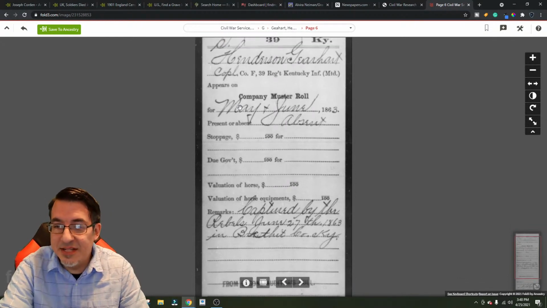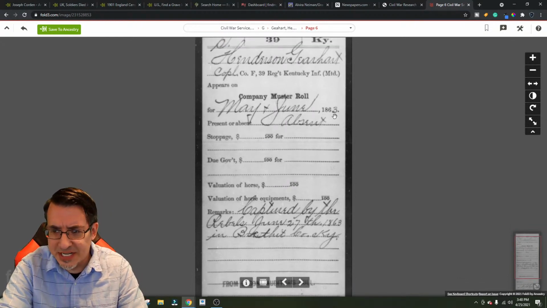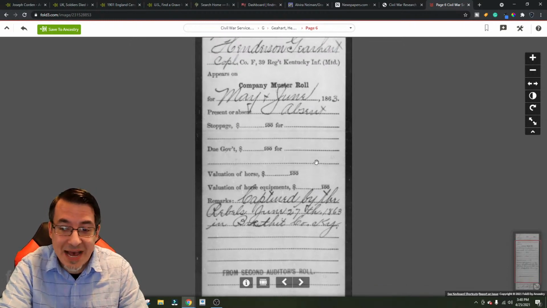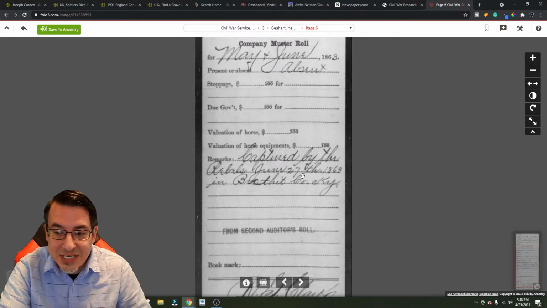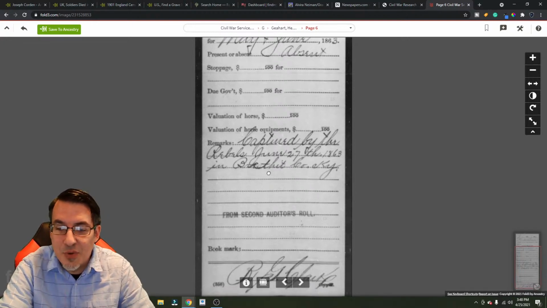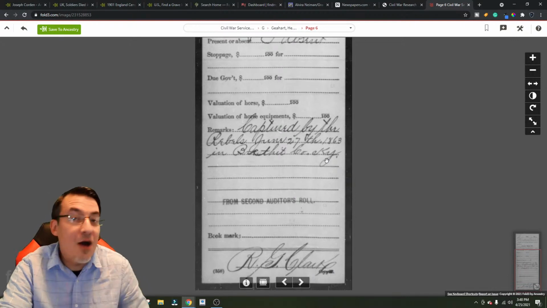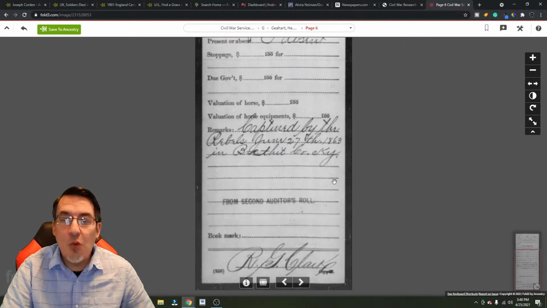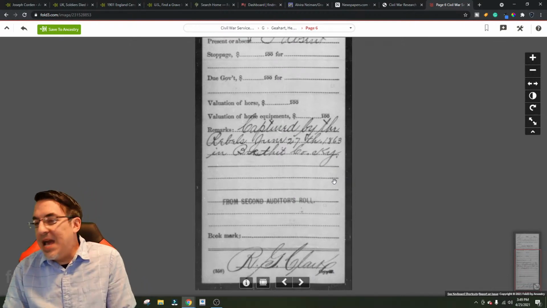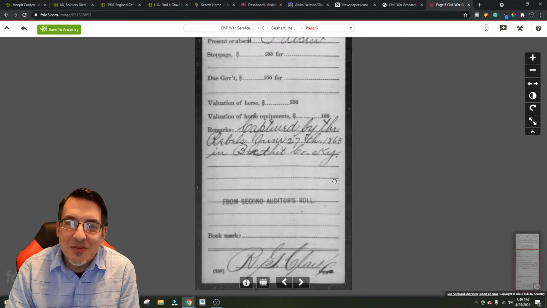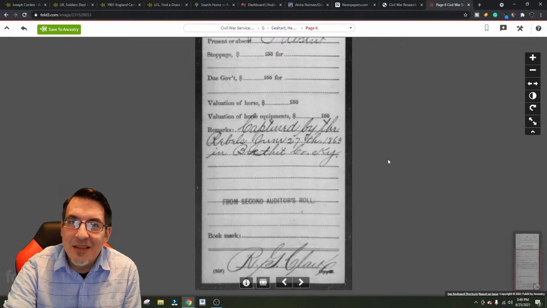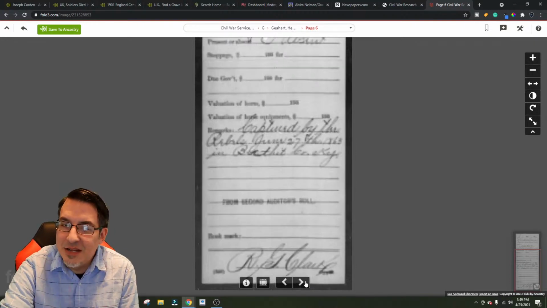Now it says this is the roll from May and June of '63. He's listed as absent for that roll. And the reason he's absent, he was captured by the rebels June 27th, 1863 in Breathitt County, Kentucky. So now I know he's been captured. Okay, what happened to him? Well, I hate to say it, but you don't want to really know what happened to people captured in Kentucky by the rebels in the summer and fall of 1863.